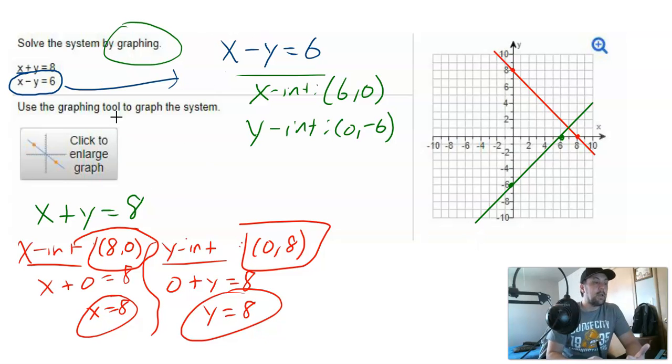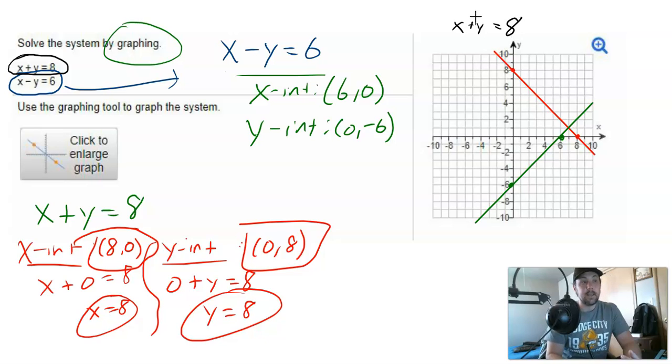Now, how can we use this graph to help us find the solution to the system of equations? So remember what we're looking for here. We're looking for an ordered pair that is a solution to each equation in our system. We want it to be a solution to the top equation, and we want it to be a solution to the bottom equation. Now think about what these graphs are representing. The red line, every point on the red line is a solution to the bottom equation. Sorry, not the bottom equation, the top equation.